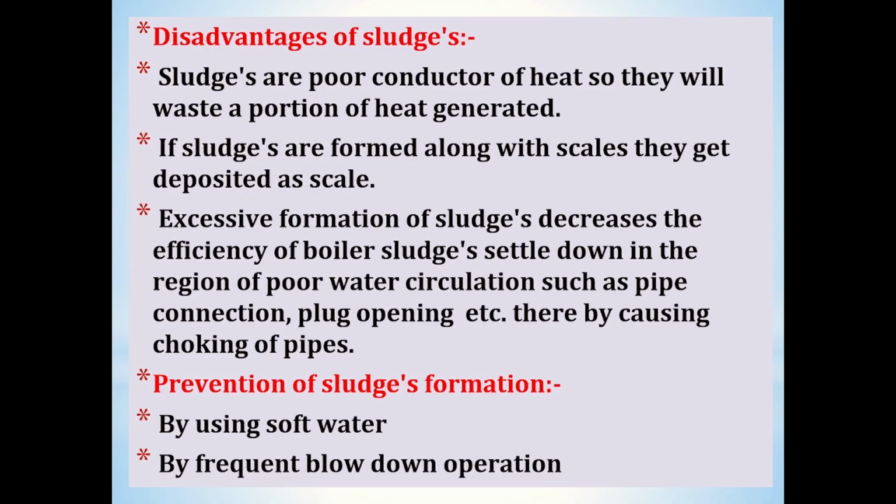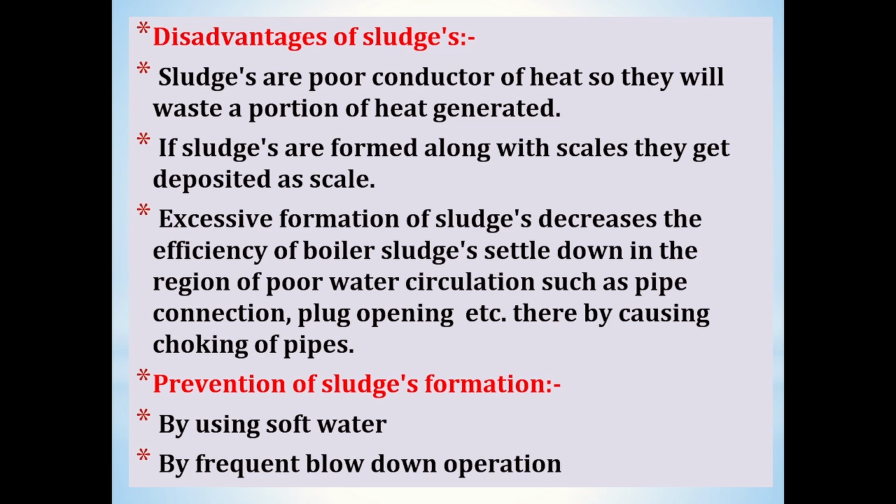Disadvantages of sludge: sludges are poor conductors of heat, so they waste a portion of the heat generated. If sludges are formed along with the scale, they get deposited as a scale, and they are very difficult to remove. Excessive formation of sludges decreases the efficiency of the boiler. Sludges settle down in regions of poor water circulation, such as pipe connections, plug openings, etc., thereby causing choking of pipes.